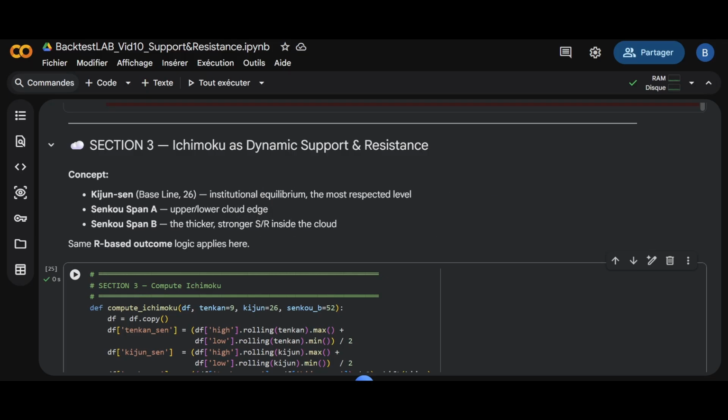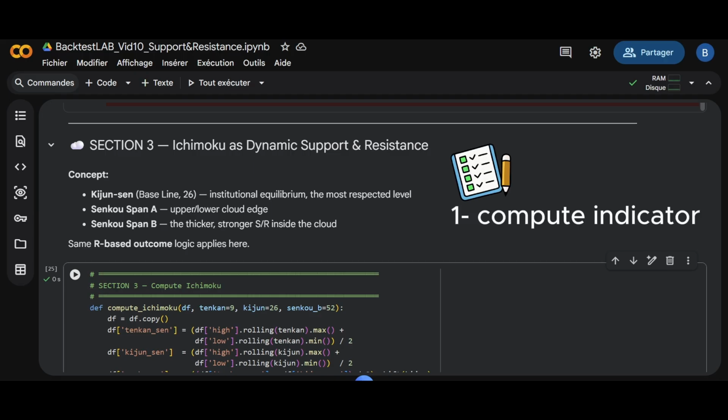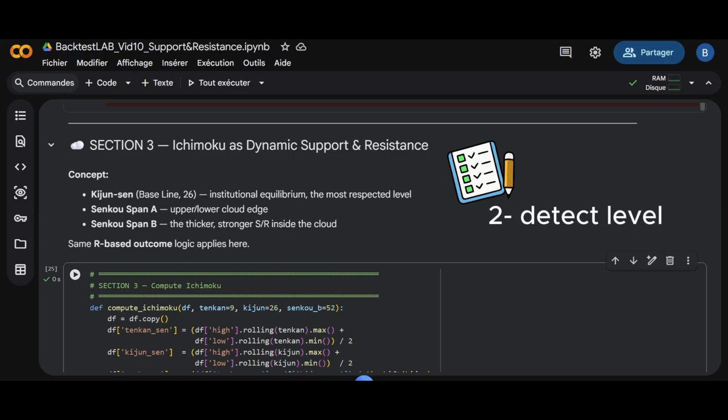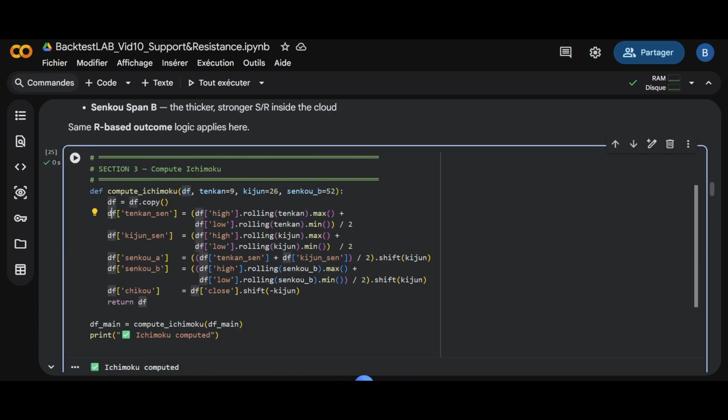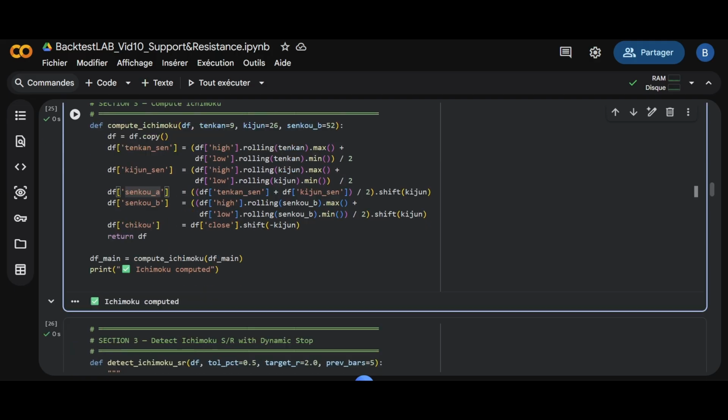To code the strategy, we are using the same logic, same three functions. The first one is computing the indicator. The second one is detecting if we are approaching the level. And the last one is computing the score. So we are computing here the Ichimoku as the first function. As you can see, we are using also the Tenkan-sen as a line. It is not going to be tested for support. However, we need it for calculating the Senkou Span A.